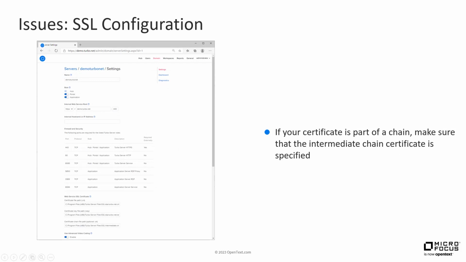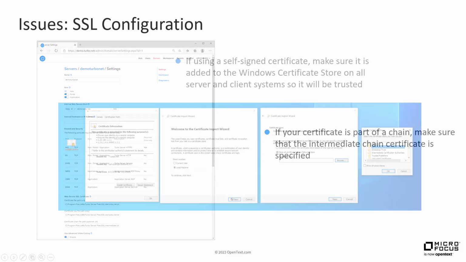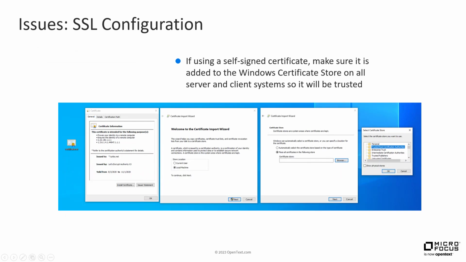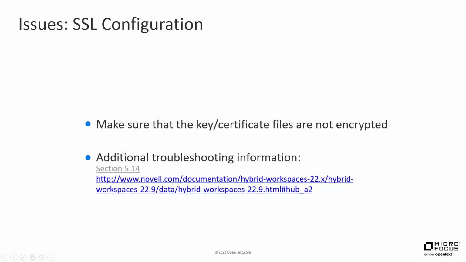If your certificate is part of a chain, you need to ensure that the intermediate chain certificate is specified in the Turbo Server configuration. If it's a self-signed certificate, you have to make sure it's added to the Windows certificate store on all of your server and client systems so it will be trusted. Additionally, you should make sure that the key and certificate files are not encrypted because Apache cannot read encrypted certificate files. And additional troubleshooting information is provided at the link below.